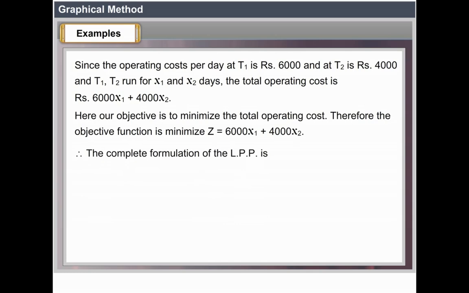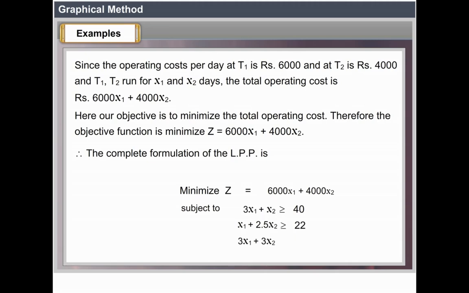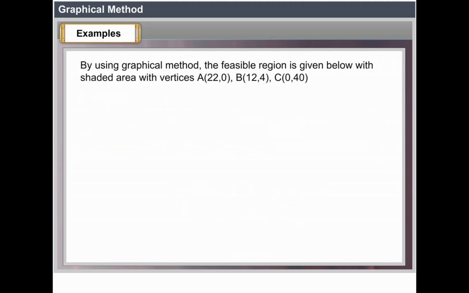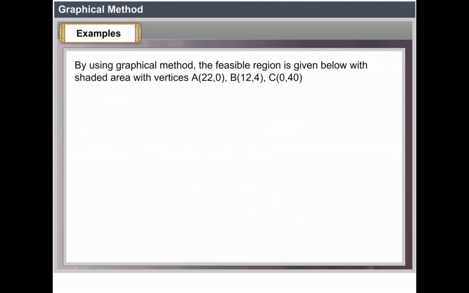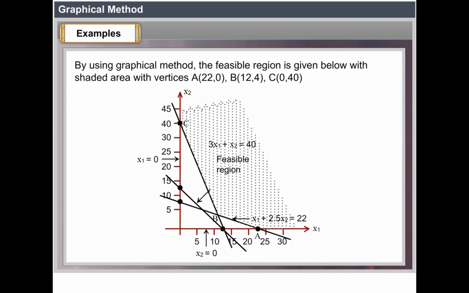Therefore the complete formulation of the linear programming problem is minimize z equal to 6000 x1 plus 4000 x2 subject to 3x1 plus x2 greater than or equal to 40, x1 plus 2.5 x2 greater than or equal to 22, 3x1 plus 3x2 greater than or equal to 40 and x1, x2 greater than or equal to 0. By using graphical method, the feasible region is given below with shaded area with vertices A (22, 0), B (12, 4), C (0, 40).